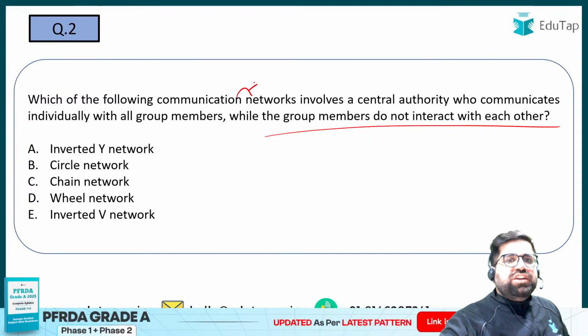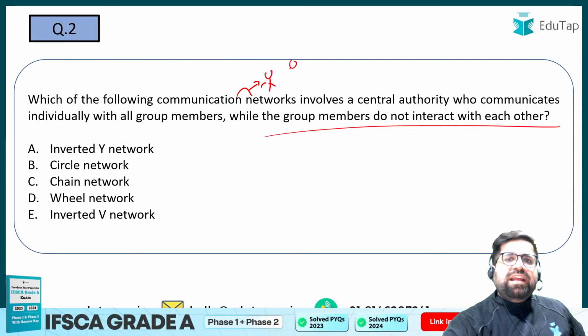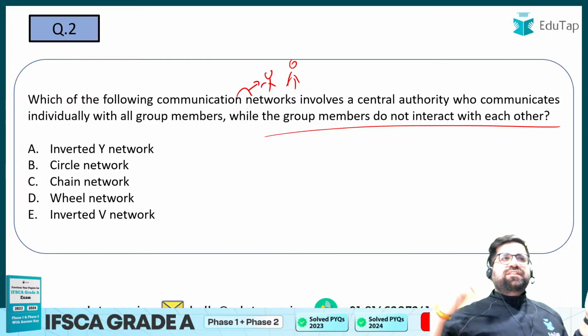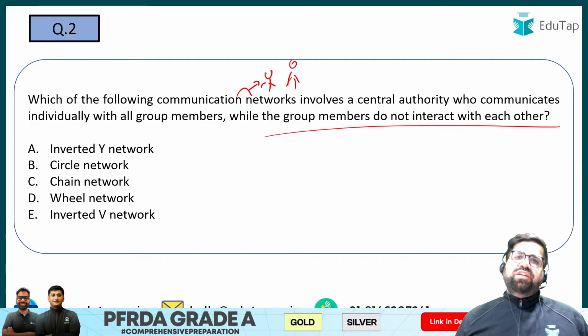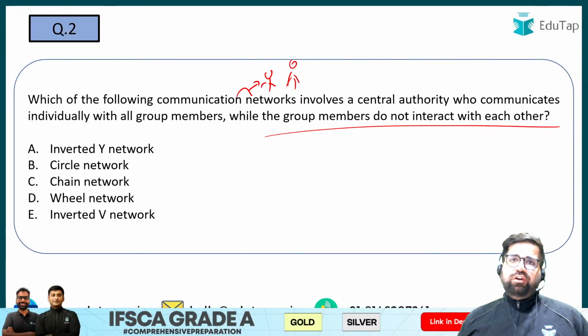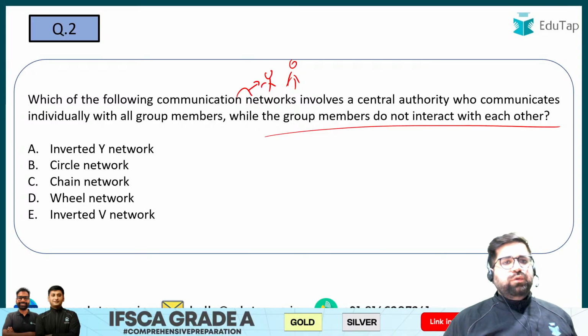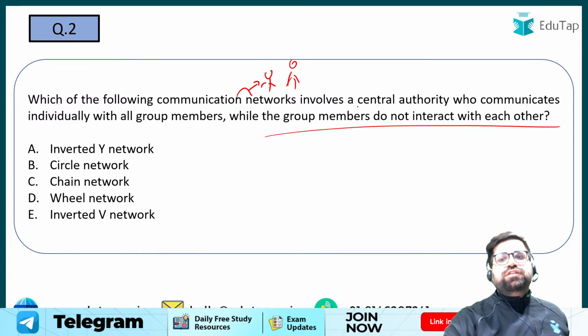First of all, communication network means what? Simply saying, when two people communicate, they can form a network. So it's a kind of a way via which communication happens between two people. Now there are multiple networks. We have inverted Y, we have circle, we have chain, we have wheel and inverted V also. So the question is asking you in which particular communication network there is a presence of central authority.